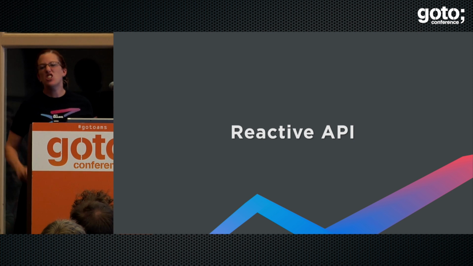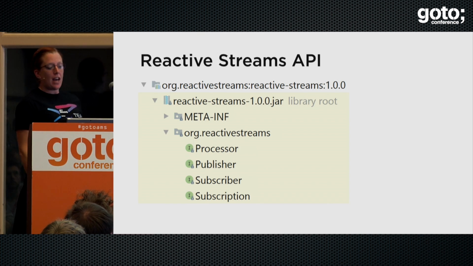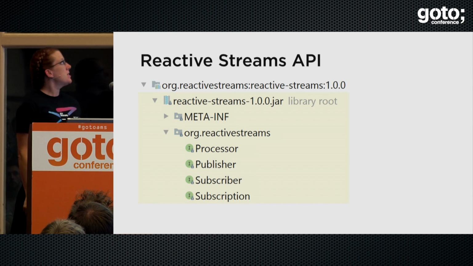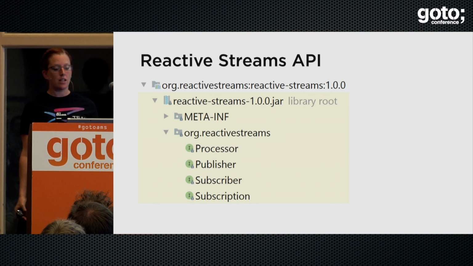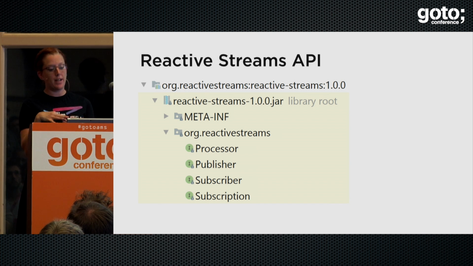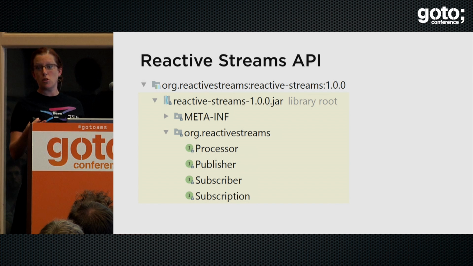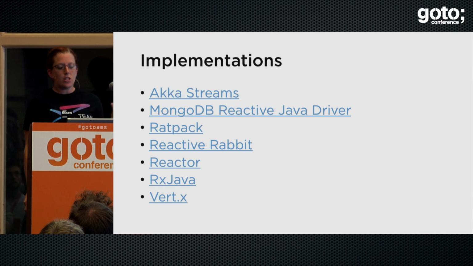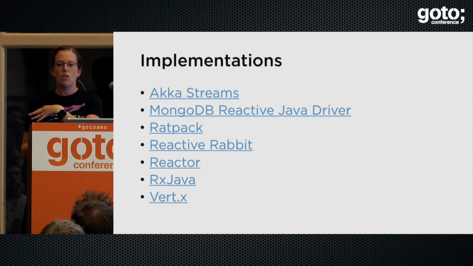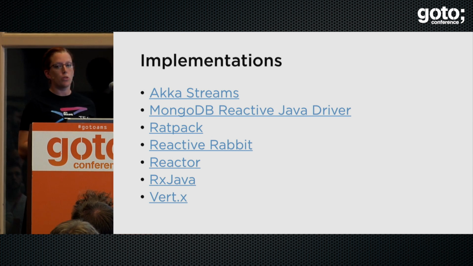In Java world, or the JVM world, it's not just Java, we have had a Reactive Streams API for a little while, 1.0. And the Reactive Streams API has, most importantly, a publisher and a subscriber, and it's also got a processor, which is both of those things combined, and a subscription to help you manage your subscriptions. So there are lots of implementations of this, Akka, Reactor, RxJava, Vert.x, a bunch of things like that.